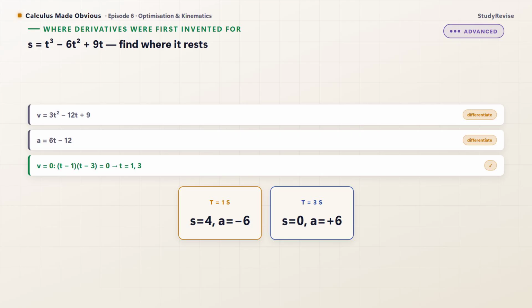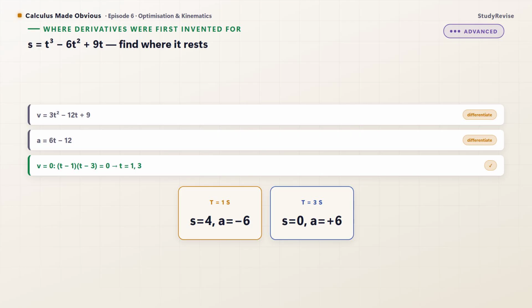An object's displacement is given by s equals t cubed minus 6t squared plus 9, in meters with t in seconds. Velocity. Differentiate once. 3t squared minus 12t plus 9. Acceleration. Differentiate again. 6t minus 12. When is the object momentarily at rest?